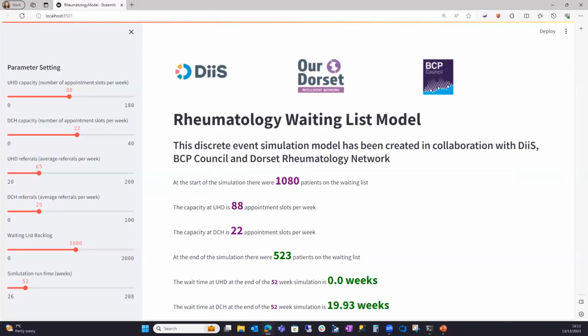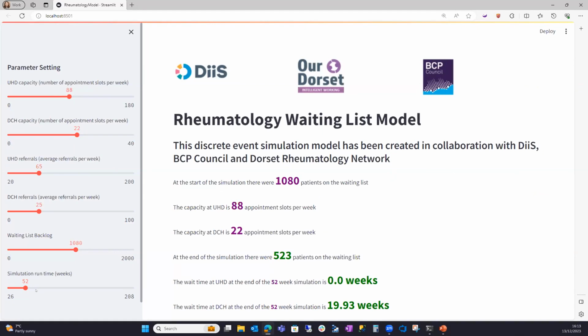So we wanted to keep it simple and easy to use for stakeholders. Our parameters are on the left, and these are the model inputs, which you can adjust with the sliders. You're able to change the capacity at each hospital, which are the appointment slots per week, the demand at each hospital, so that's the average referrals, the waiting list backlog, so how many patients are waiting on your waiting list, and how long you want the simulation to run for, which is defaulted to a year.